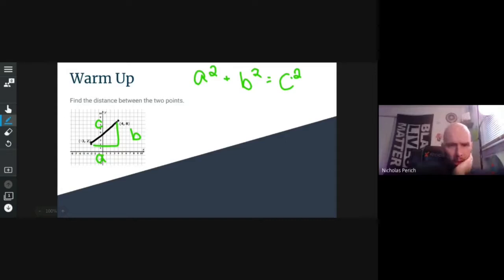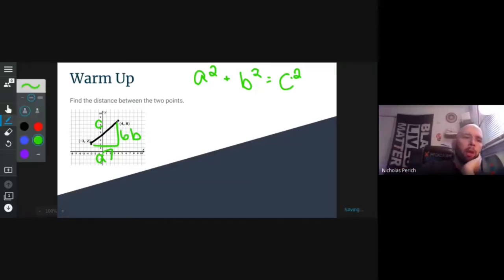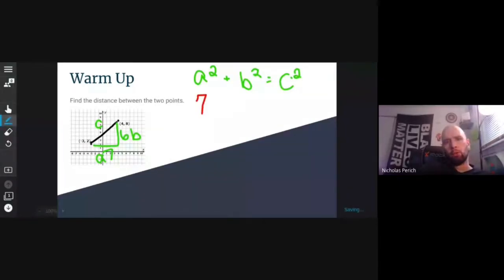All right, let's see how long A is. 1, 2, 3, 4, 5, 6, 7. So A is 7. And B is 1, 2, 3, 4, 5, 6. B is 6 units long. So you use the Pythagorean theorem. A is 7 squared plus B is 6 squared is going to equal C squared.